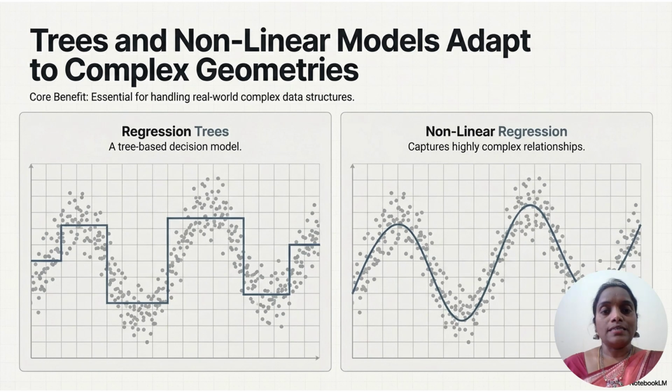Regression trees divide data into smaller decision regions and make predictions based on hierarchical decisions. Nonlinear regression is used when the relationship between the variables is highly complex and cannot be represented by a straight line. These techniques are useful for solving real-world problems involving complicated data patterns.